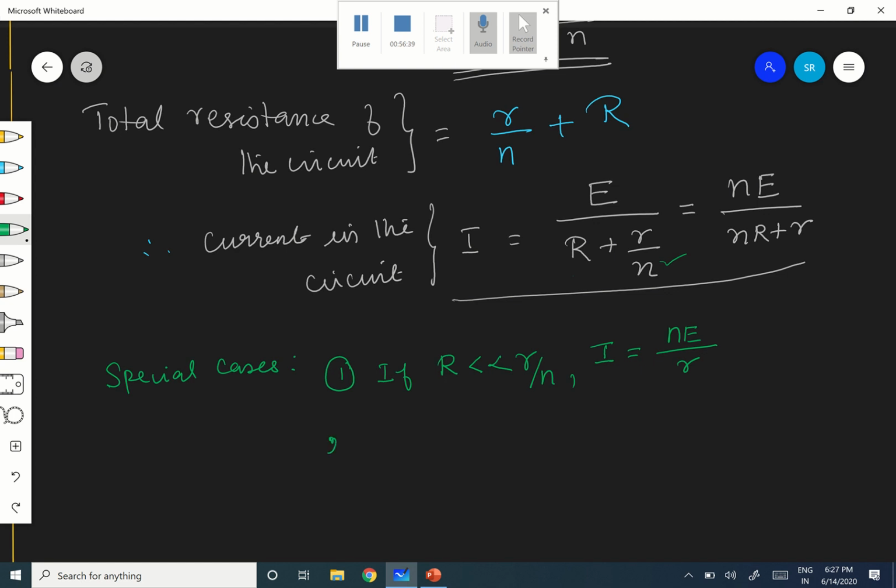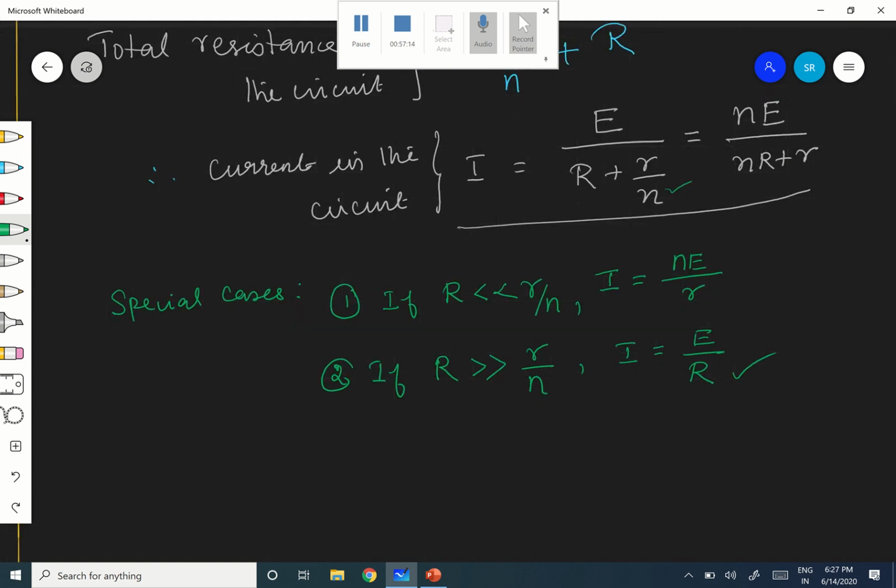Now the next special case. The external resistance R is very much larger than the net internal resistance. Therefore R by N can be neglected, and I equals E by R. So when the external resistance is more, the total current is the same as the current due to a single cell.